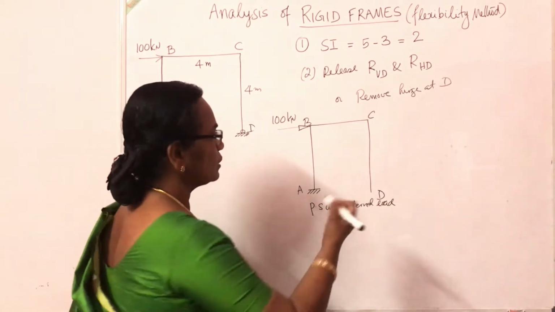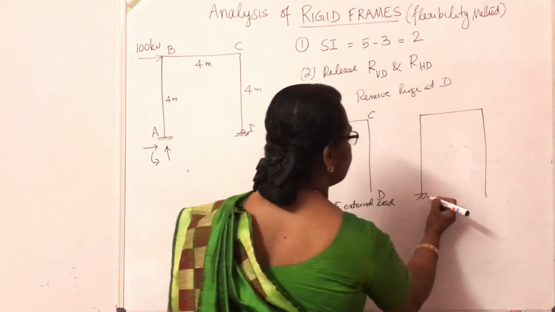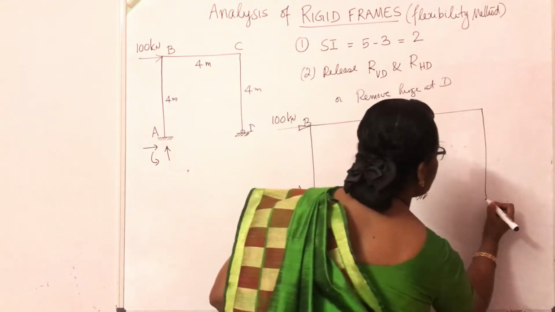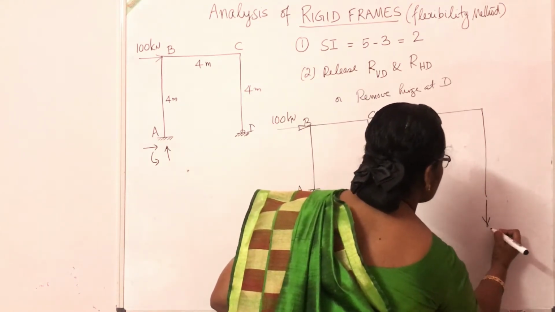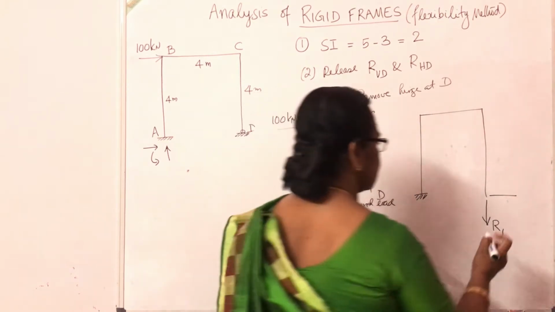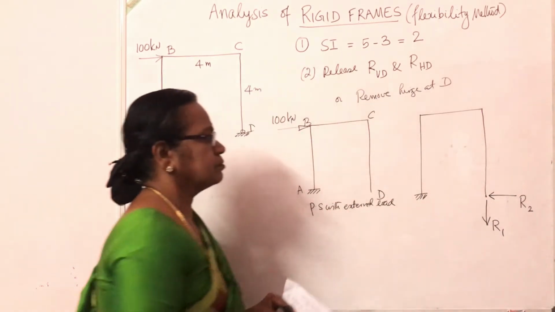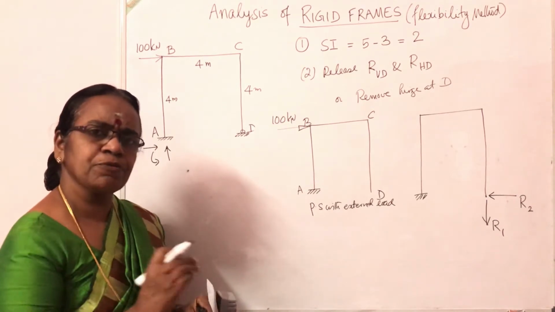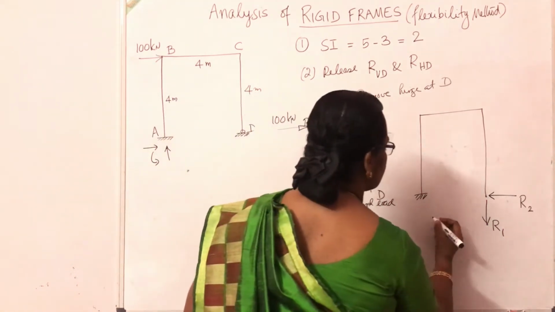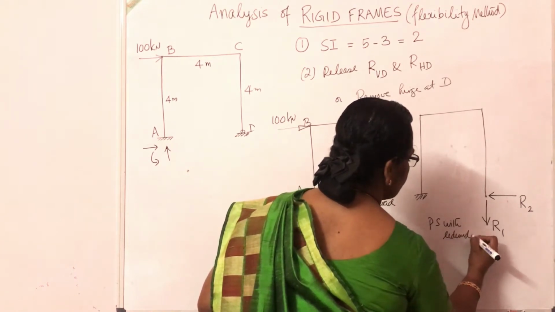So this is the primary structure with external load. Now I'll mark the primary structure with the redundants. There are two redundants, RD, the vertical reaction and the horizontal reaction. I am going to assume them here; you can assume any direction. I am going to assume this as R1 and this as R2. So I am going to assume R1 and R2 as the redundants. There is no harm if you assume R1 as upwards also. So this is the primary structure with redundants.